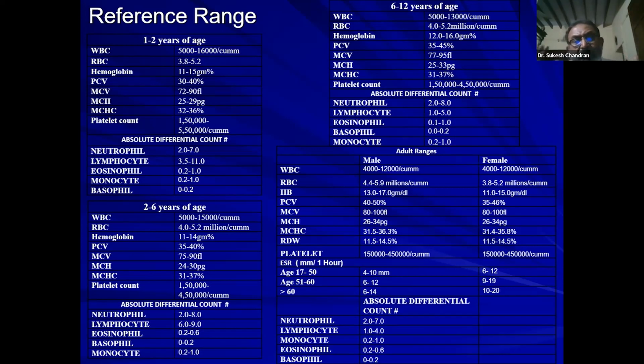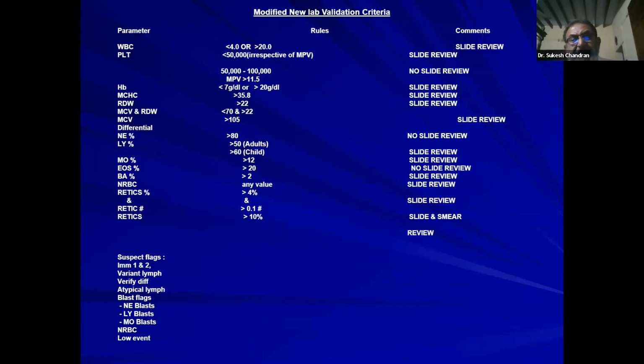You can go through Williams. You can go through Wintrobe and see what is the best fit for your population and adapt the reference range from them because they are well-established reference ranges. And then decide your rules. For example, initial rule that if the white cell count is less than 4,000, review the smear.